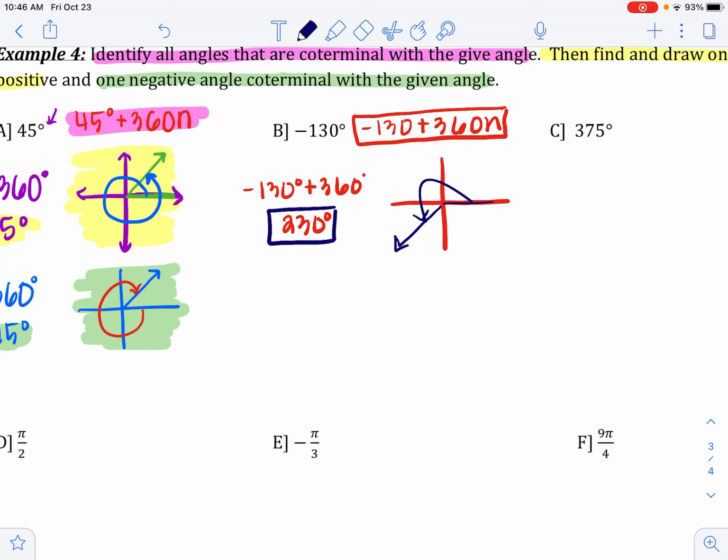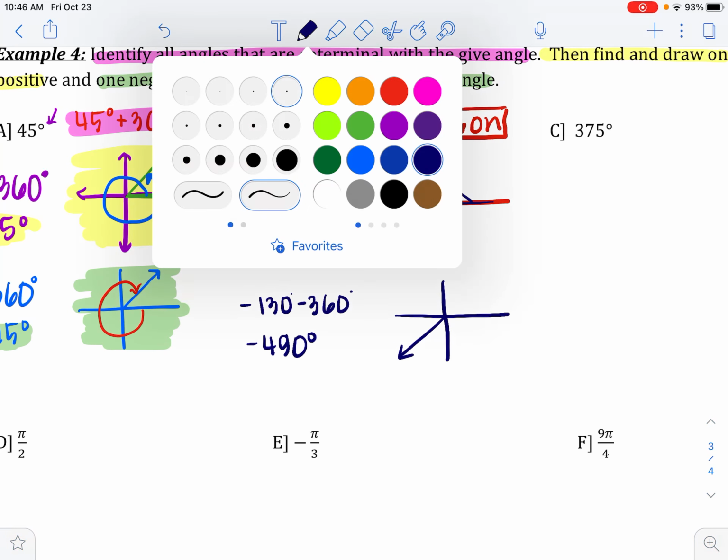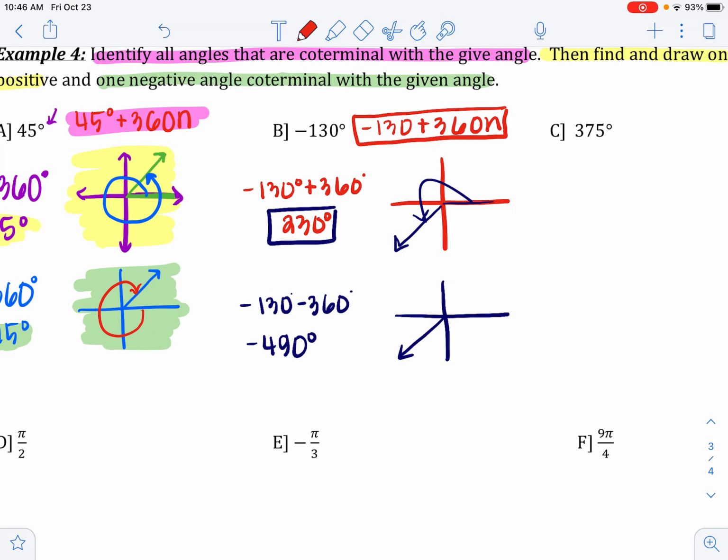Next one is that I need to find a negative angle. So I'm going to do negative 130 minus 360, and that is negative 490 degrees. First off, I already decided where my terminal side is. It's right here. It can't change because they're coterminal. So now I just need to show the negative 490 degrees.